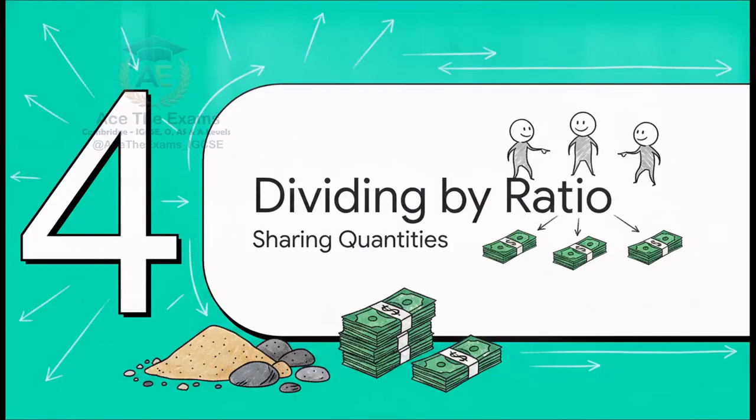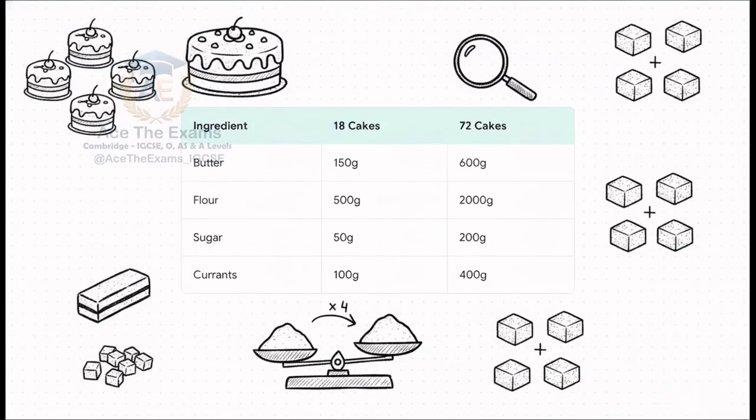Finally, Section 4, Dividing Quantities by Ratio. This tool is incredibly practical. I mean, it's essential for everything from mixing concrete to fairly dividing $8,000 in company profits among business partners to something we all love, food.